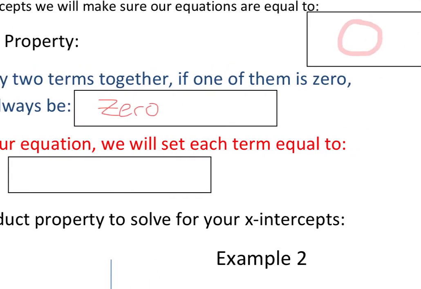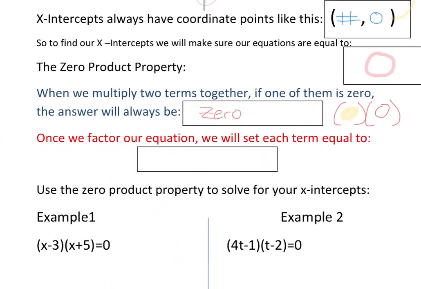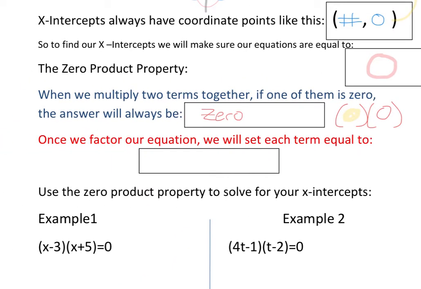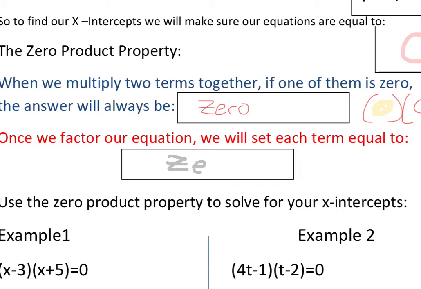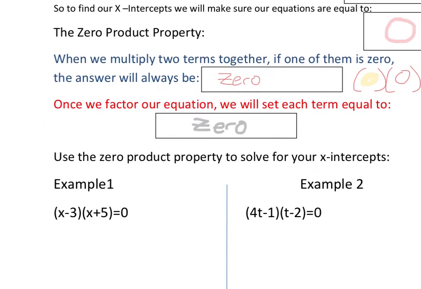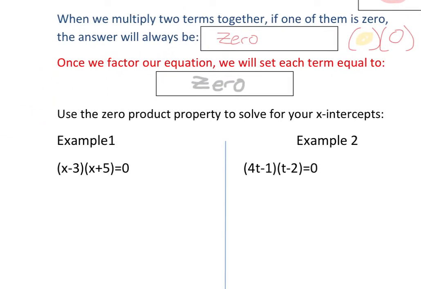Right? And think about that. If I'm multiplying two things together, and one of them is 0, no matter what we put right here, the answer will always be equal to 0. So, once we factor our equation, we are going to set each term equal to 0 so that we can figure out what the different solutions would be.